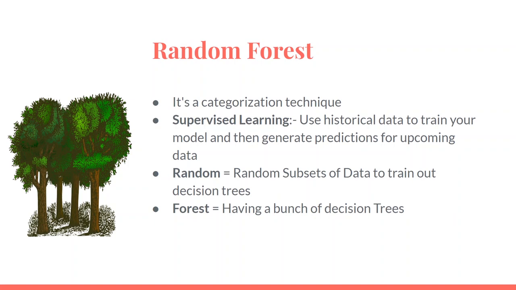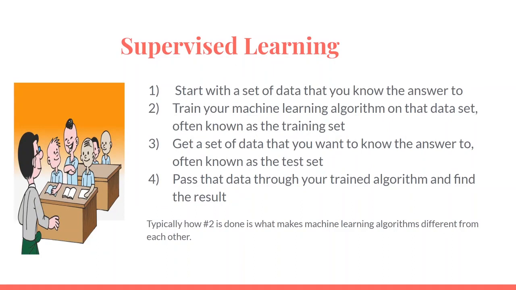It's called random forest because it uses a random subset of data to train our decision trees. So that's where the keyword random comes from. And forest because it has a bunch of decision trees to generate predictions. So that is where the name random forest comes from. Now coming to supervised learning. Supervised learning is the most common category of machine learning algorithms.